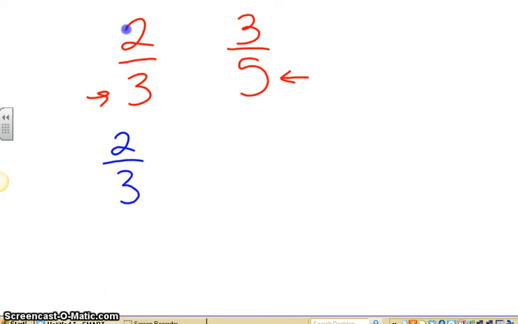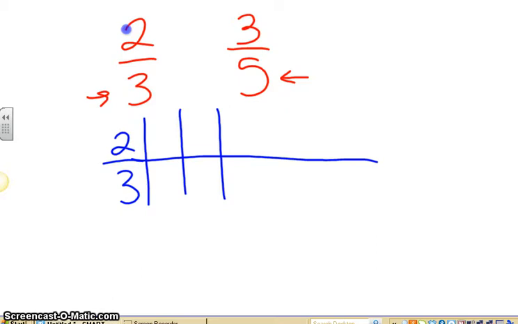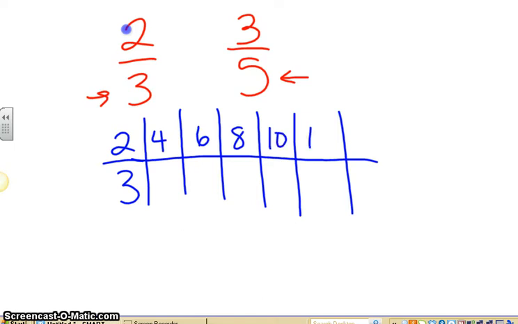We write 2/3, and I make me a sideways t-chart. And I'm going to write all my multiples of my numerator first. I'm never going to go more than 7 or 8 spaces, so let me just draw me some spaces. So my numerator first, my multiples of 2: 2, 4, 6, 8, 10, 12. And my multiples of my denominator, 3, 6, 9, 12, 15, 18.